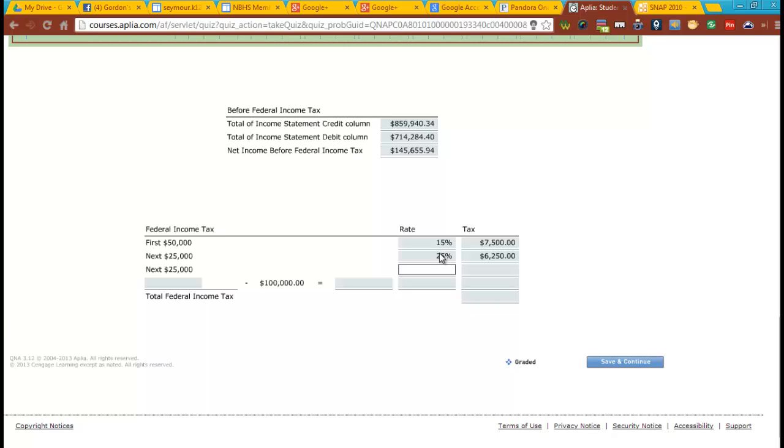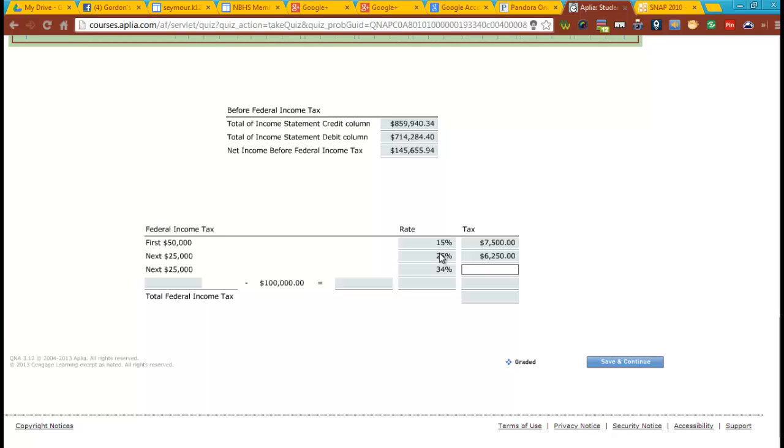But we know that our net income for this business is over 100,000. So I'm going to take 50 plus 25 plus 25, which is going to get me to my 100,000. So the next 25,000 is going to be taxed at 34%. That is just what the federal government said. So it's preset there.